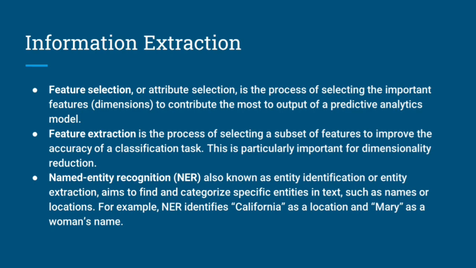Named entity recognition (NER), also called entity identification or entity extraction, aims to find and categorize specific entities in text like names or locations. For example, NER identifies California as a location and Mary as a woman's name.